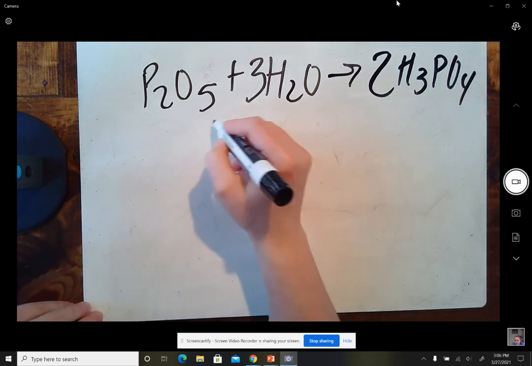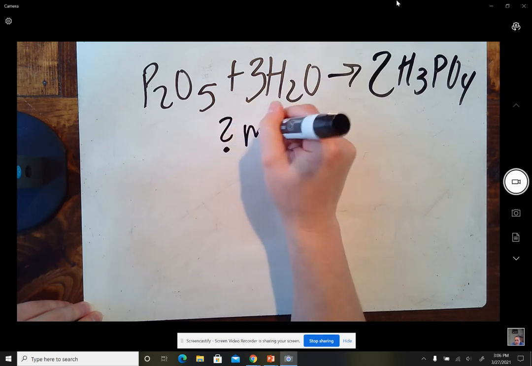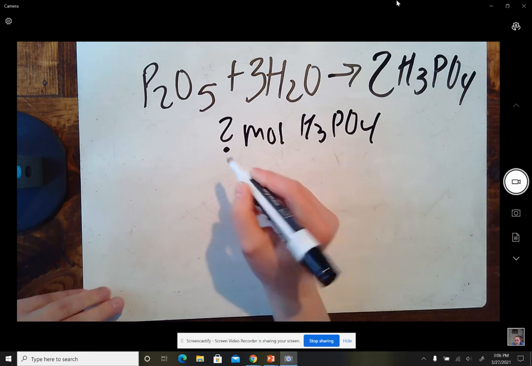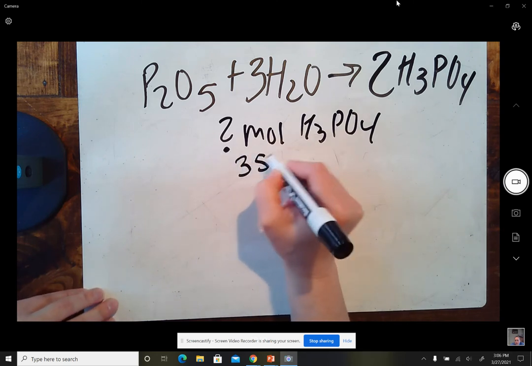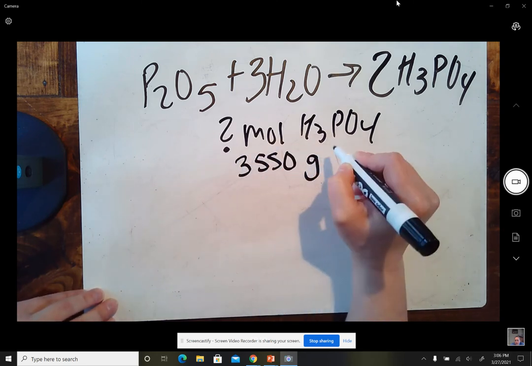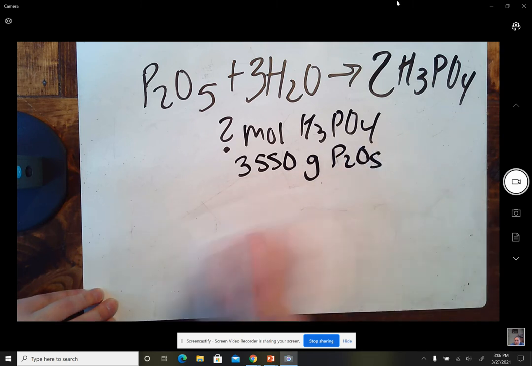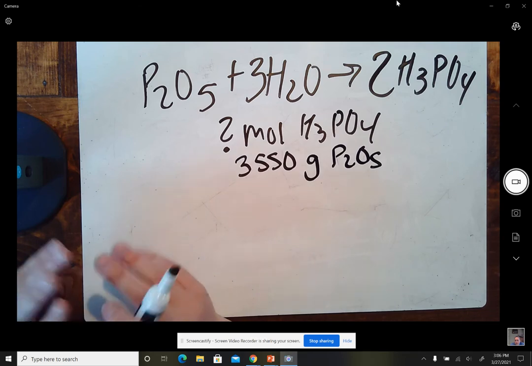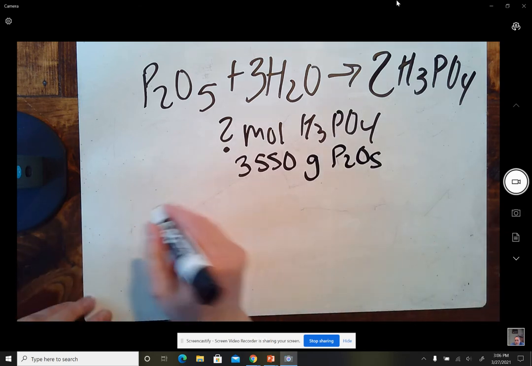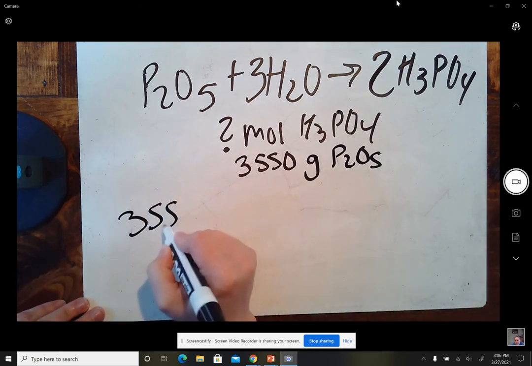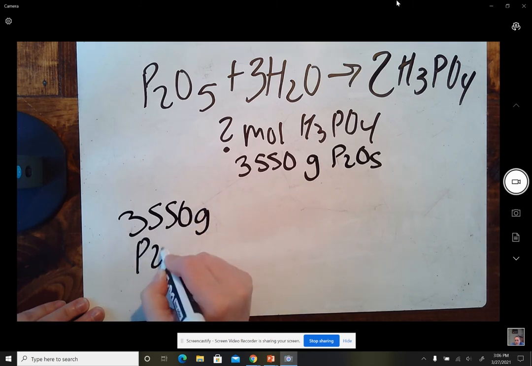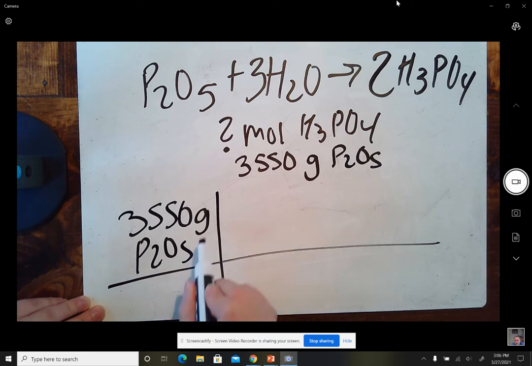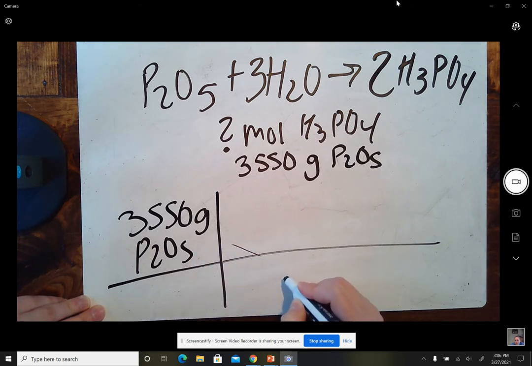All right, and they want to know how many moles of phosphoric acid can be formed from 3,550 grams of the diphosphorus pentoxide. So they gave us grams and they want moles. Grams of A to moles of B. So start with what you're given. 3,550 grams of the P2O5. We need to go to moles of phosphoric acid. Old unit goes on the bottom.